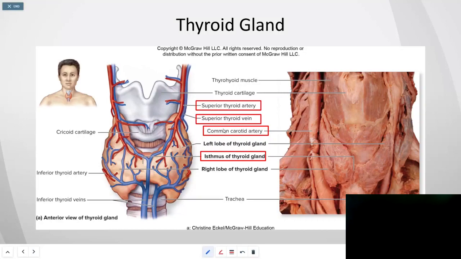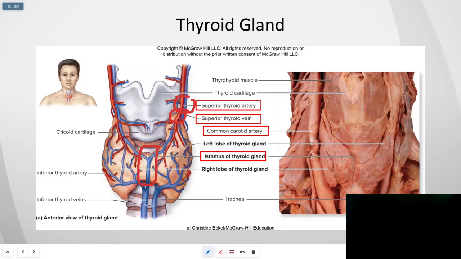But over here we have a couple of blood vessels. So we have the superior thyroid artery on top. We have the superior thyroid vein, small little vein that comes in. And then we also have the common carotid. This is the main supply, so it branches out to the superior and the inferior. And then over here we have a dissecting region called the isthmus. This is the middle region where it joins and wraps around the trachea.